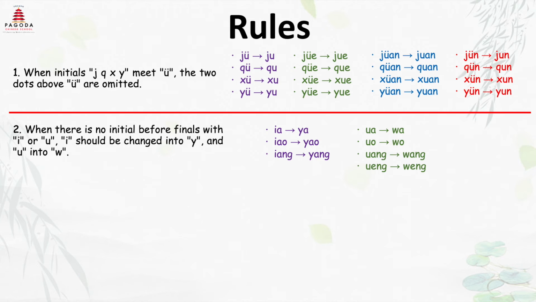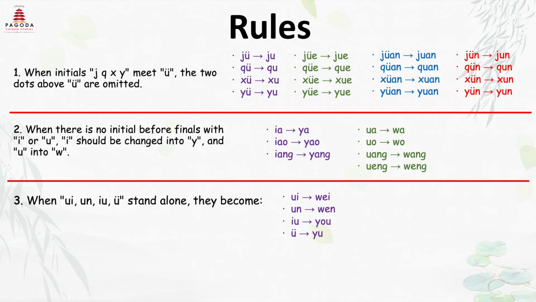Number 2. When there is no initial before finals beginning with I or U, I should be changed into the letter Y and U should be changed into the letter W. Have a look at some of these. We have Ya, Yao, Yang, Wa, Wo, Wang. Number 3. When Wei, Wen, Yo, Yu stand alone, they are spelt as follows.